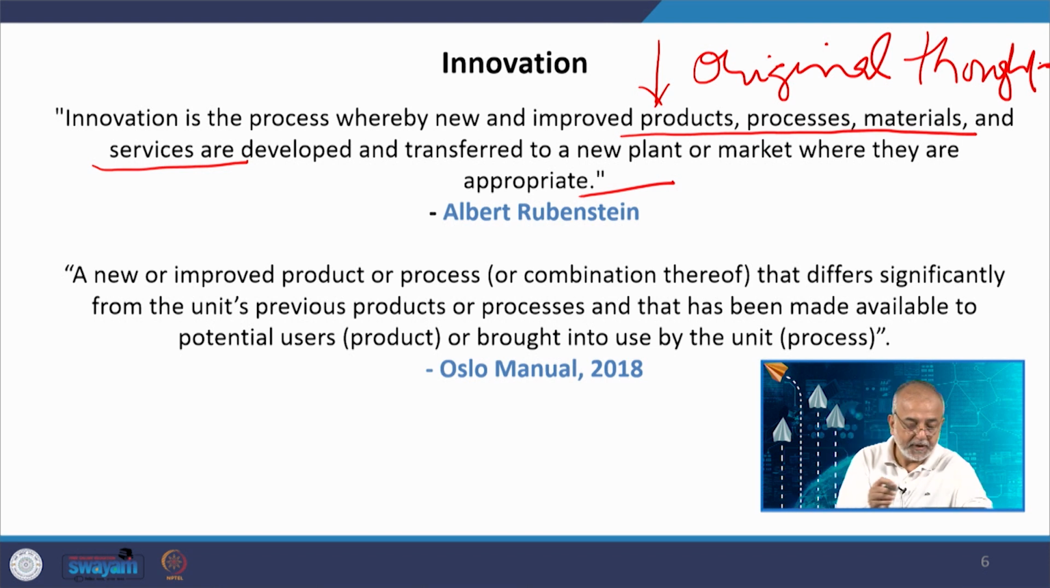Original thought. Another definition says a new or improved product or process or combination thereof that differs significantly from the unit's previous products or processes and that has been made available to potential users, or brought into use by the unit. Now, this strengthens our argument. How would it differ from the unit's previous products or processes?